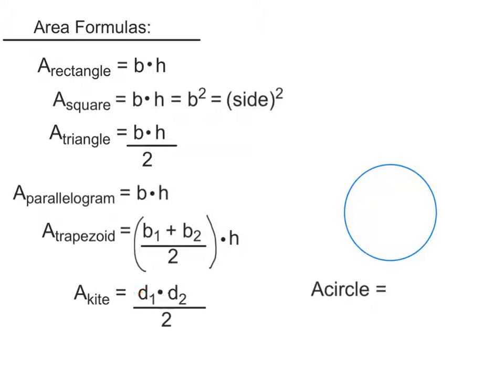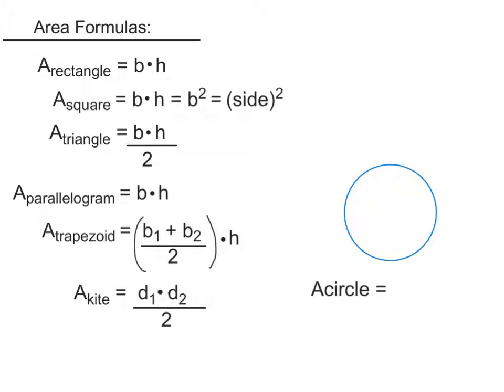Make sure you do not mix up the trapezoid, which is base 1 plus base 2, and the kite, which is diagonal 1 times diagonal 2. Remember, this is your base, this is your height. This is your base, this is your height. So every one requires that multiplication sign. Okay? Last but not least, let's move on.